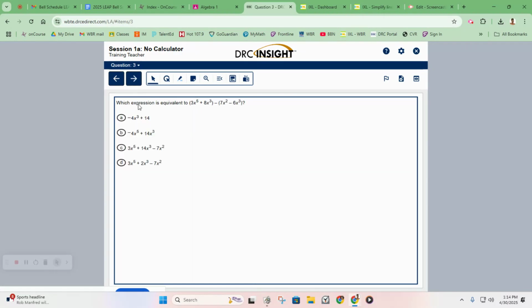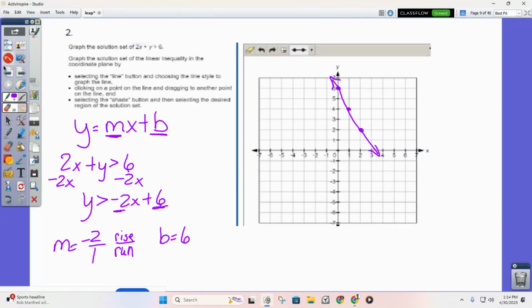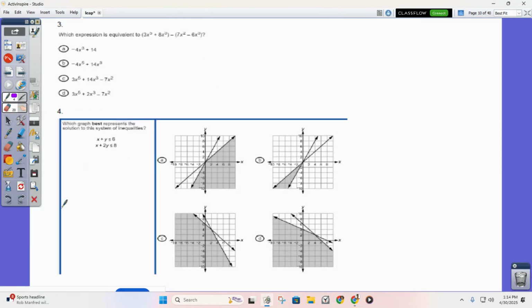Question 3, which expression is equivalent to this? So for question 3, what we need to do is distribute this negative sign that is in front of these parentheses. So this is going to go to both of those. Basically what happens is that everything in the parentheses after that negative sign changes signs. So the 7x squared becomes a negative and the 6x cubed becomes a positive.